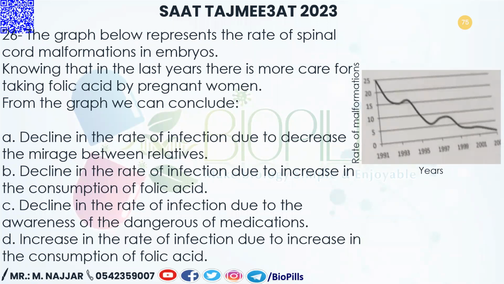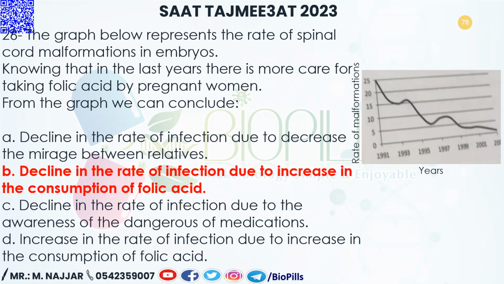The graph is telling you that the number of cases is declining. This is very obvious. If you have a look here, you're going to find the fluctuation or the gradual decrease in the number of cases.